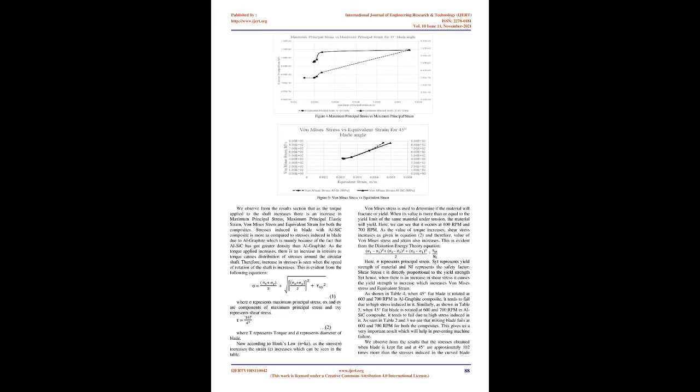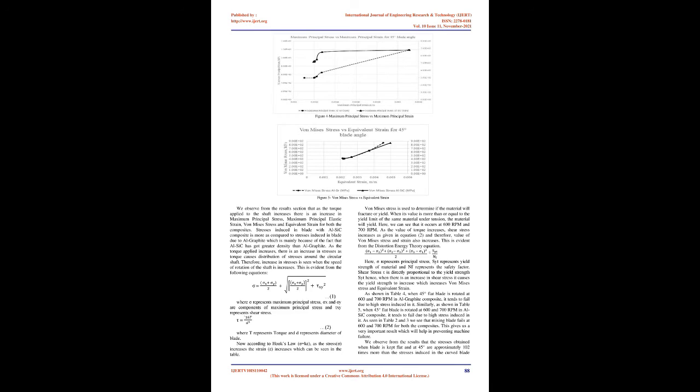Stresses induced in blade with ALSiC composite is more as compared to stresses induced in blade due to Al-graphite, which is mainly because of the fact that ALSiC has got greater density than Al-graphite. As the torque applied increases, there is an increase in stresses as torque causes distribution of stresses around the circular shaft. Therefore, increase in stresses is seen when the speed of rotation of the shaft increases.